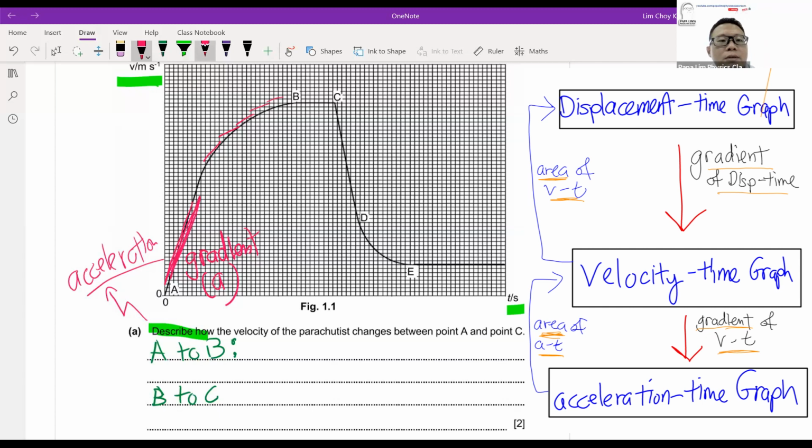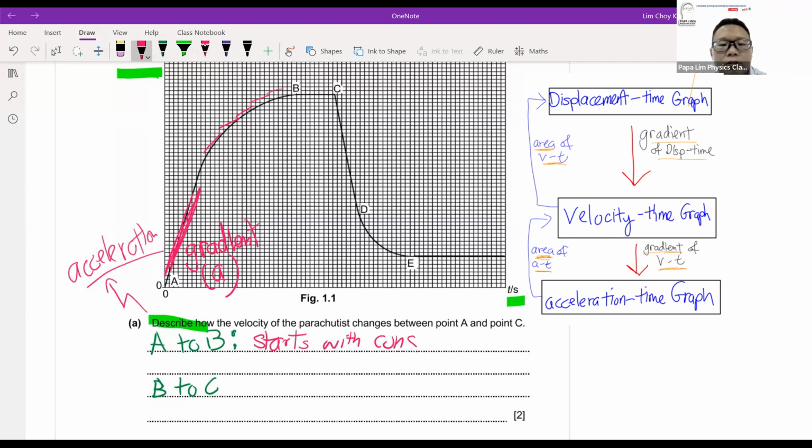So for example, let's say for this, I will look at the velocity. Because it's a constant gradient, it means that it's a constant acceleration for A and B. It starts with constant acceleration. Then after that the acceleration starts to decrease. The gradient starts getting gentler and gentler, and later the acceleration decreases. So that's what we mean by describing the graph. I need information about the acceleration.